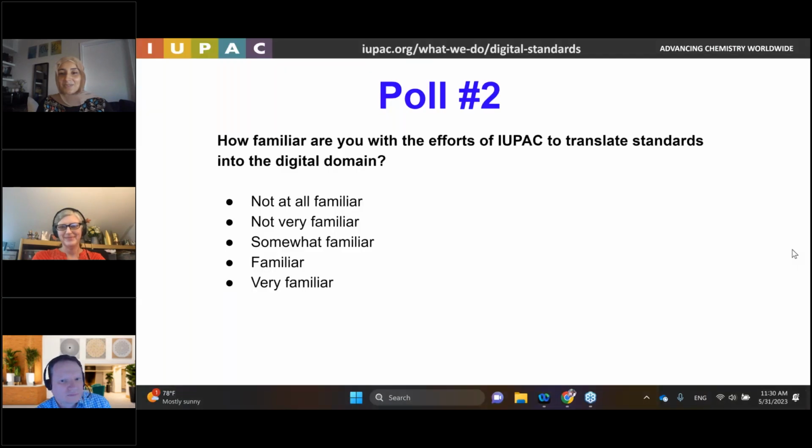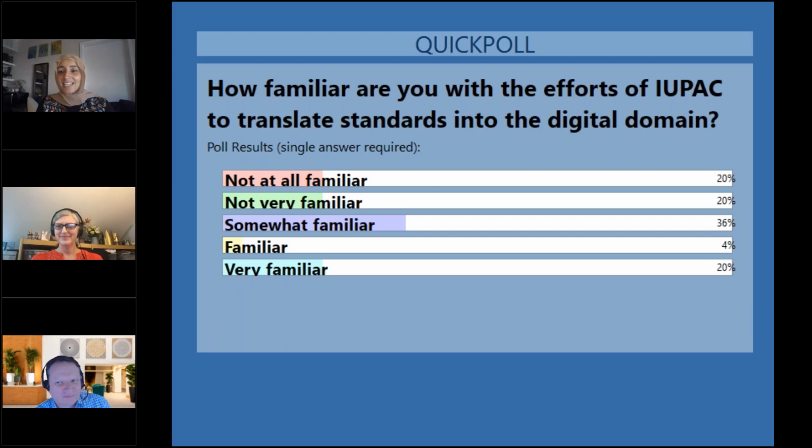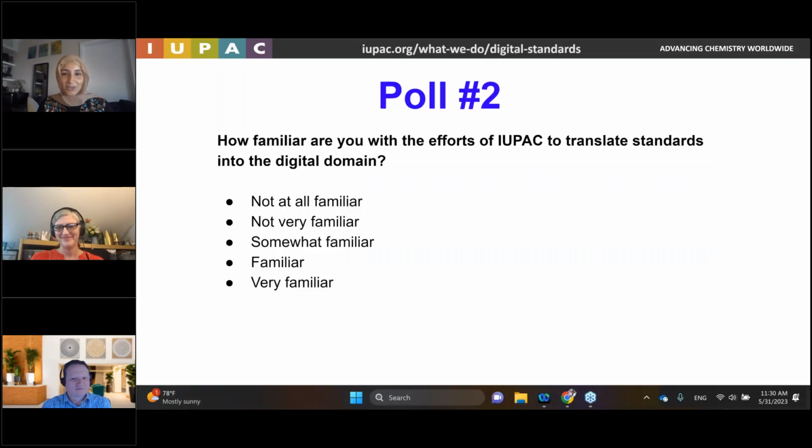All right, so let me share the results with you here. We have folks who have never heard about the digital IUPAC at all, 20%. The same percent, 20%, are very familiar, 36% somewhat familiar, and another 20% not very familiar. And the rest, 4%, are familiar. So we have a variation of folks here who are either familiar or not. All right, so let us go to our next slide and our next questions.